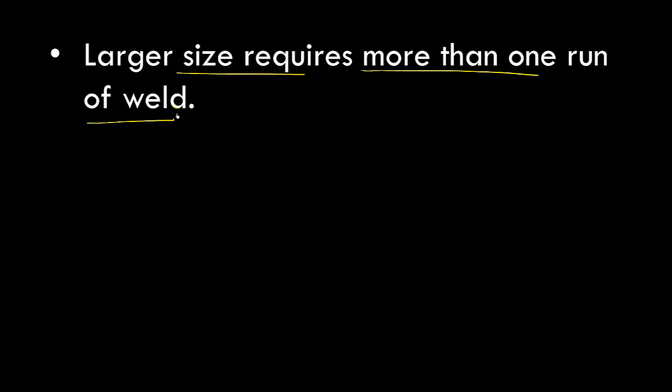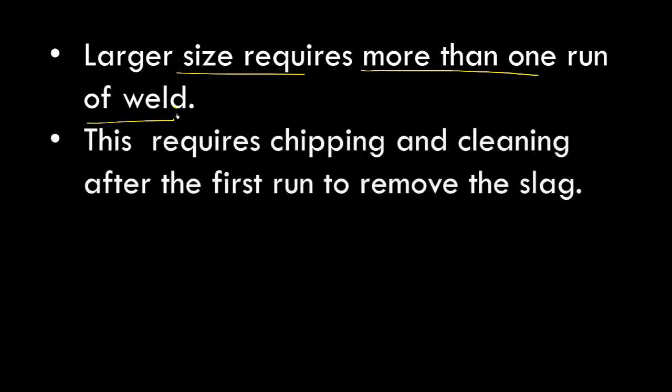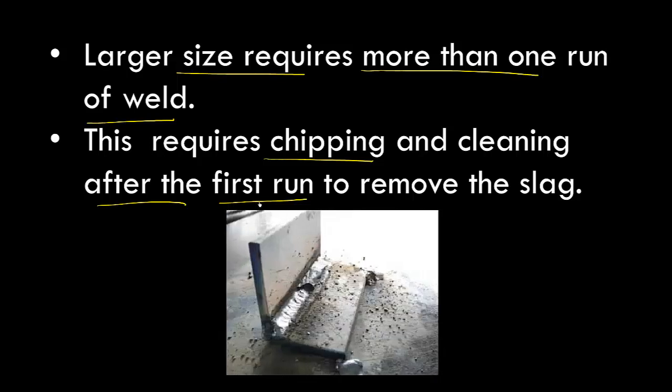So if you have any weld, either fillet weld or groove weld, it requires chipping and cleaning after the first run to remove the slag. So for any welding connection, the final finish you have to give by cleaning as well as removing the slag material. So in this case, for example, if you have this welding material, then you have to remove this slag, and then finally you have to chip, and then you can get the final weld.